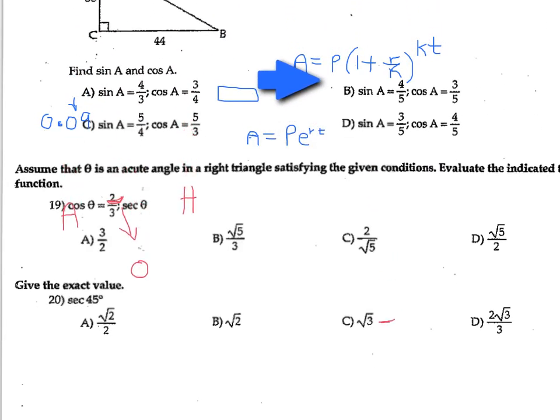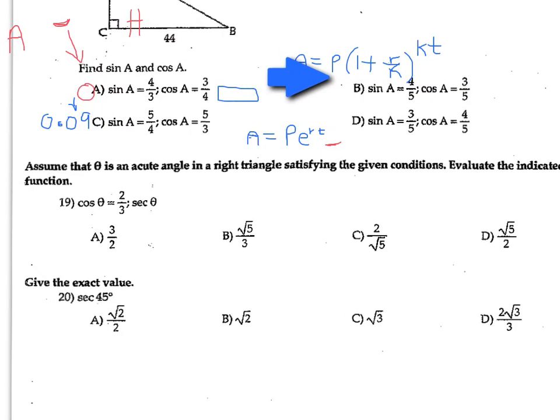Number 19. What's the answer for number 19? Number 19 is A. That is right. Any question on that being A? So easy, right? Because secant is just the reciprocal of cosine. So that is just 3/2, yes.